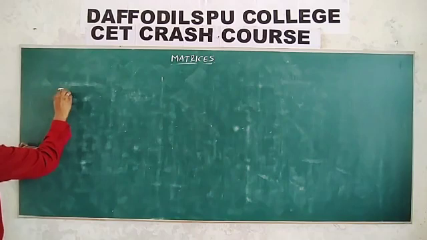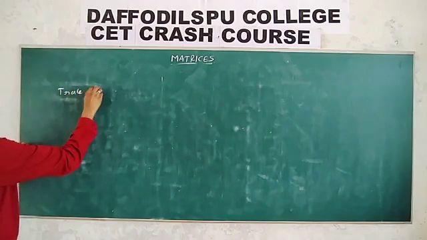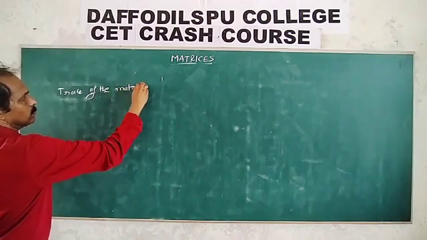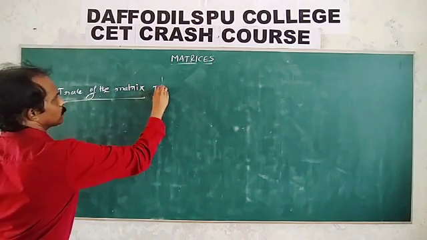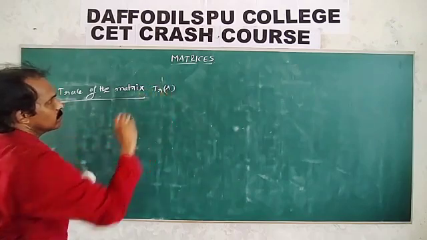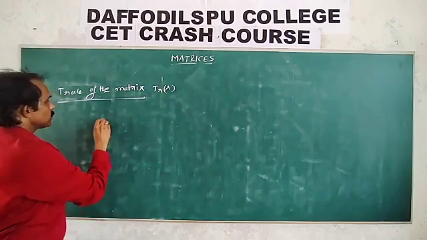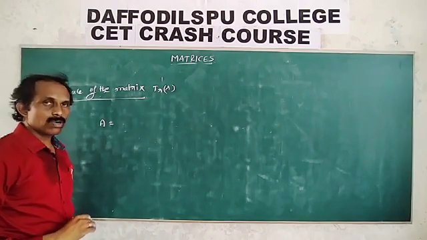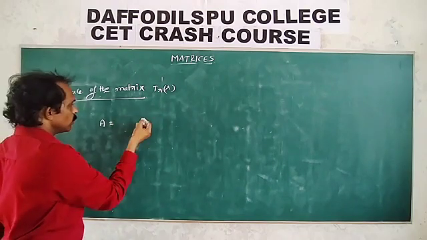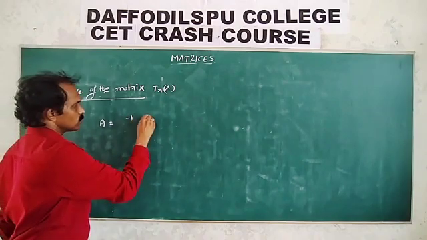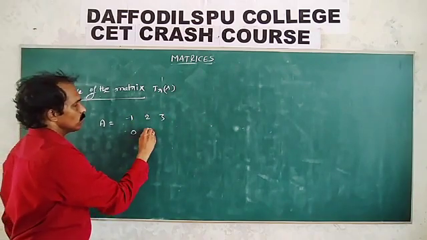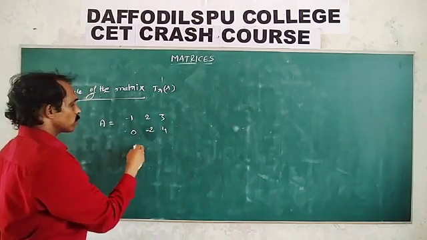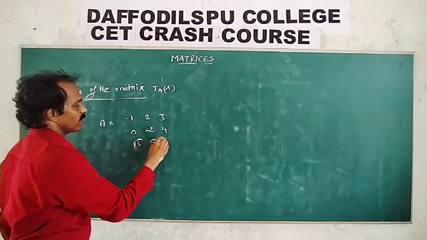Trace of the matrix, expressed as T of A. What is the definition of the trace of the matrix? The sum of the diagonal elements is called the trace of the matrix. Suppose we take a 3 by 3 matrix: minus 1, 2, 3; 0, 2, minus 2; 4, root 3, 5, 1.